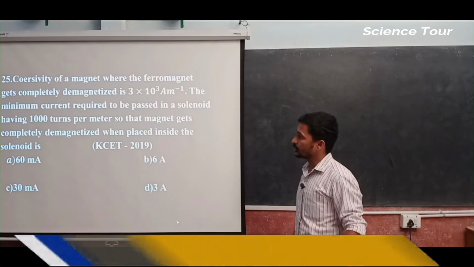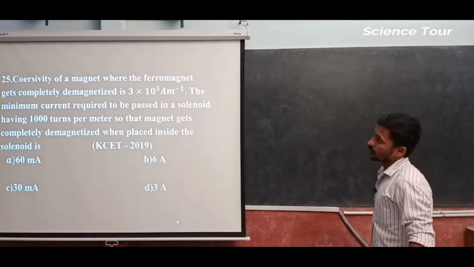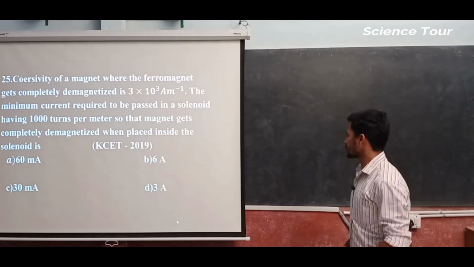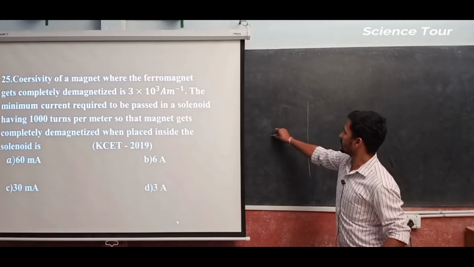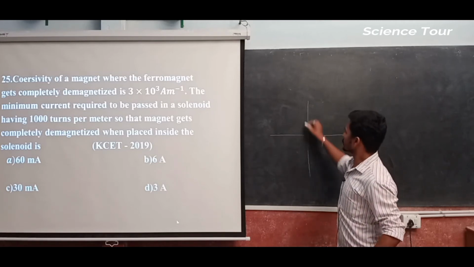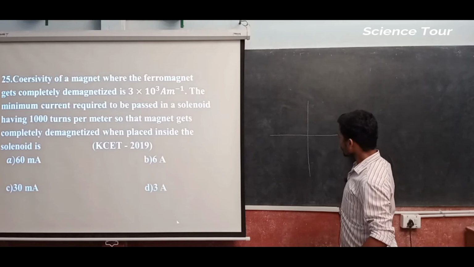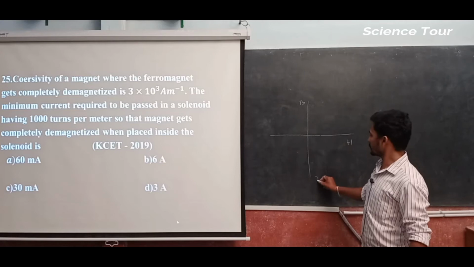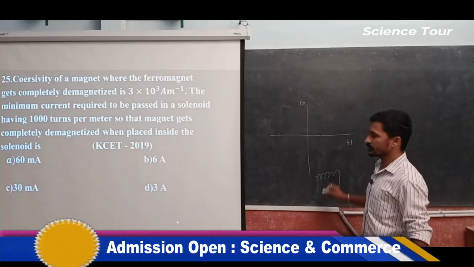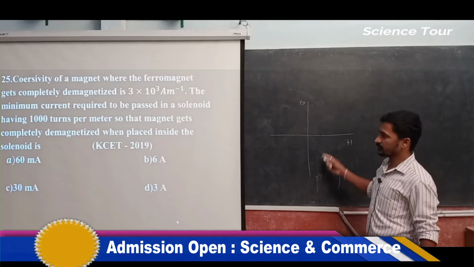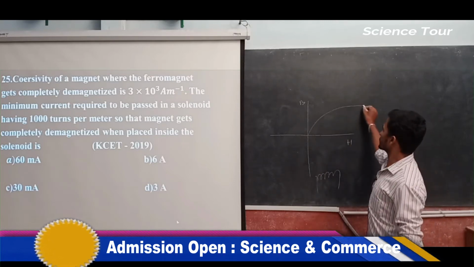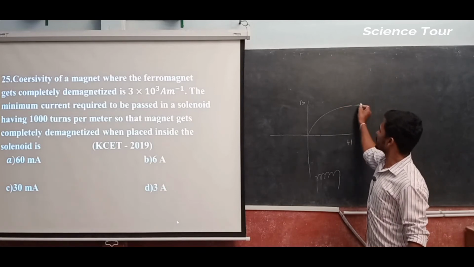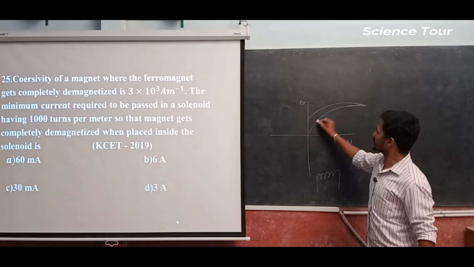So the next question we are going to see is coercivity of a magnet where the ferromagnet gets completely demagnetized. What do you mean by coercivity and retentivity? So this is B, and this is H, isn't it? A solenoid is there, you are going to apply current, and a magnetic field is going to be generated, it increases and becomes saturated. Well, you reverse it, it won't come back to the same point, it deviates and comes here. It has to come back like this only, but it won't come here.